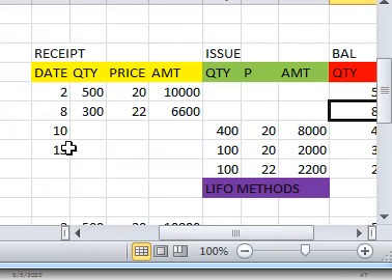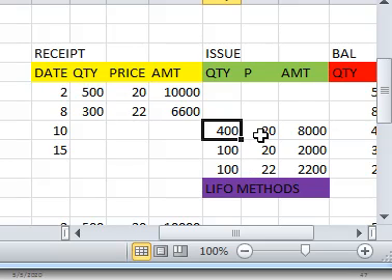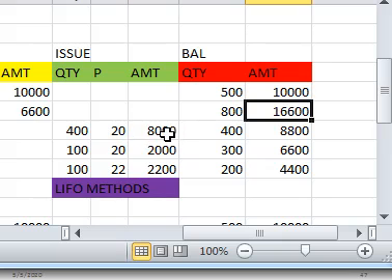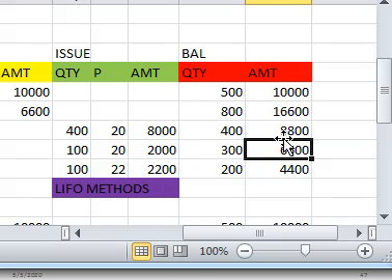Then on day 10, we made an issue. Remember, we are using first in, first out, meaning those which came first must move out first. So we issued 400, meaning the 400 must be issued on this batch. And this batch is at 20, so we are getting 400 times 20, then you get 800. How many in store now? So what is in store? We are getting 800 minus what we have already issued. We are remaining 400, and the value will be this minus this, and you get 800.